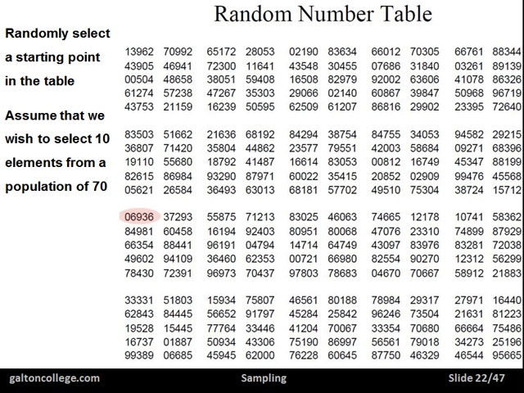Now, assume that we want to select 10 elements from a population of 70. So we want to select 10. What we need now are 10 random numbers. We start where we have selected, and let's say we select the first 2 digits. We could select the last 2 digits, or the 2 digits starting 1 in from the left, or the 2 digits ending 1 in from the right, or whatever. But let's say we just select the first 2 digits. We're trying to make it easy here. You can take any 2 digits.